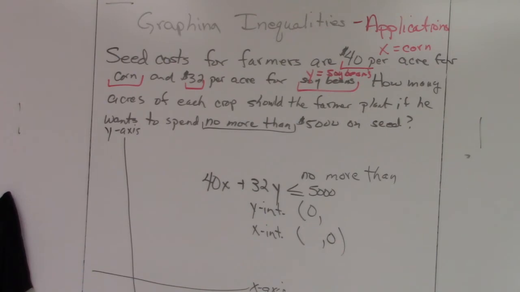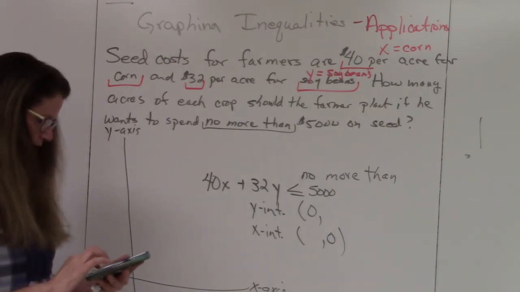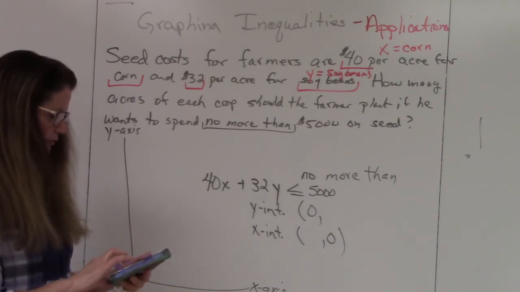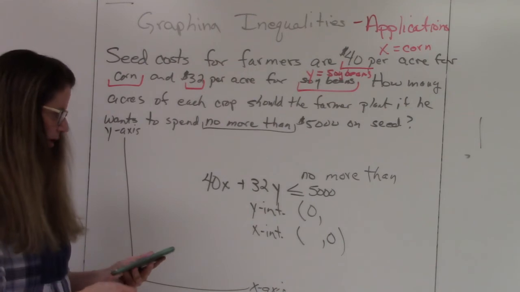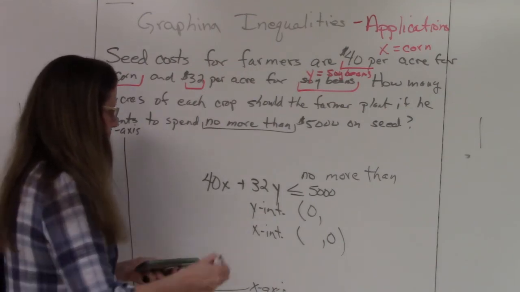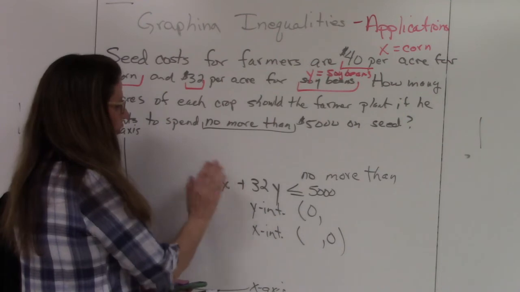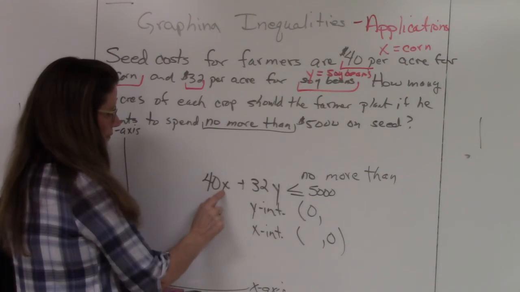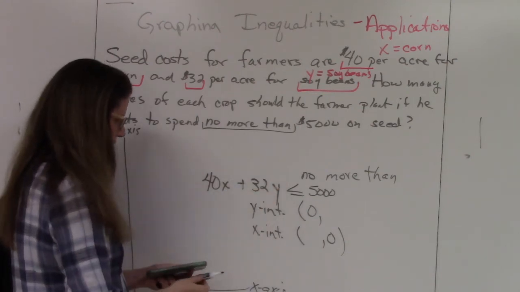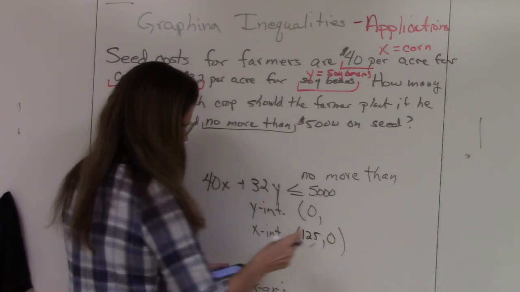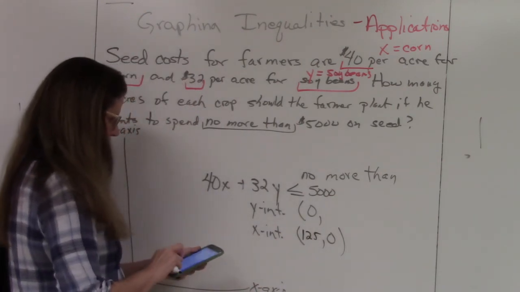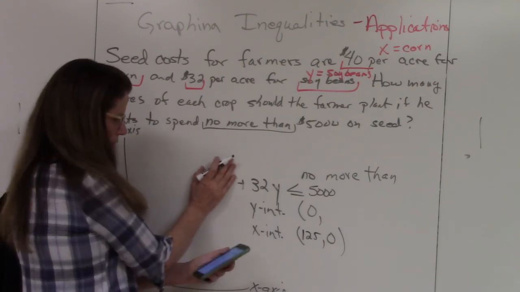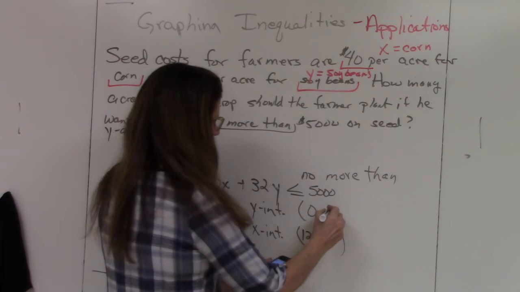This is where you can use your calculator, and I forgot mine at home. So we're going to go 5,000 divided by 40, and that gives us our x-intercept. So when I divide by 40, what I'm dividing by is the number next to the x. So our x-intercept is 125. And then 5,000 divided by 32, that's what we're looking for, the y-intercept. So that is 156.25.